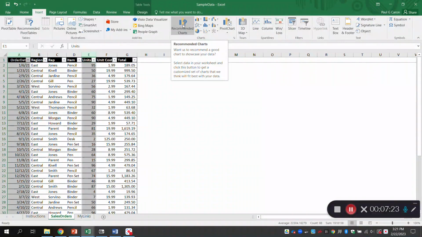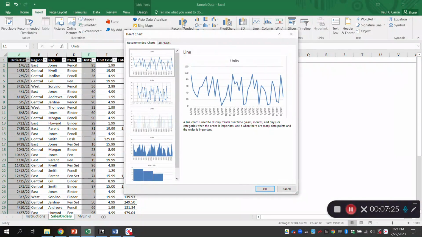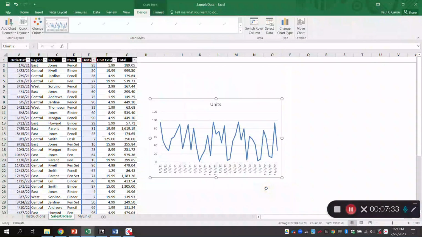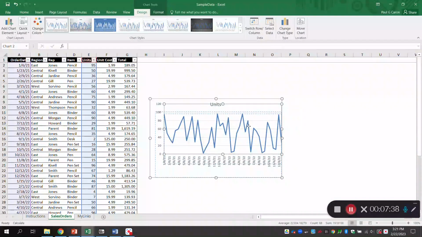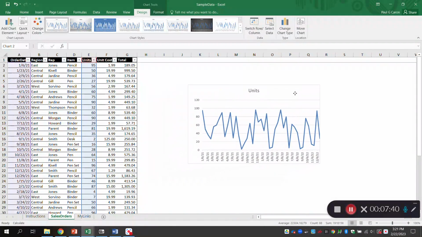There are different types of charts. I'll just look at what they offer here. That's a line chart, and that's a time chart. That's going to be something that can be shown as well. So you can do that and say OK, and that's one of the line charts there. And without messing it up too much, you can just move it over a little bit.